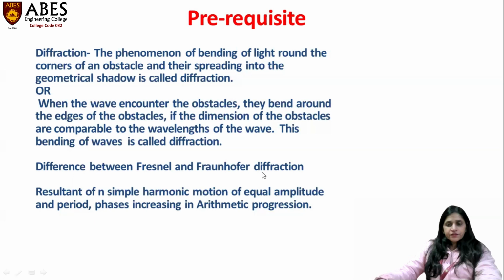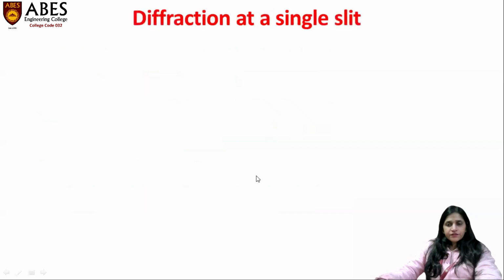We should also know the calculation of the resultant of n simple harmonic motions of equal amplitude and period, with phase increasing in arithmetic progression, because in our derivation we are going to use this directly for calculating the resultant amplitude due to a single slit. Okay, so now moving further, let us talk about diffraction at a single slit. This is also known as Fraunhofer diffraction at a single slit.